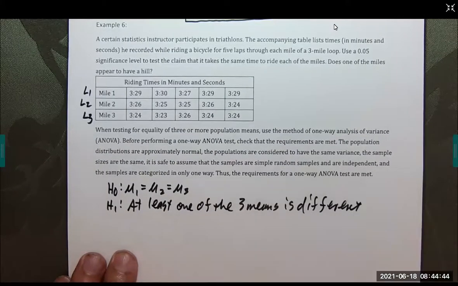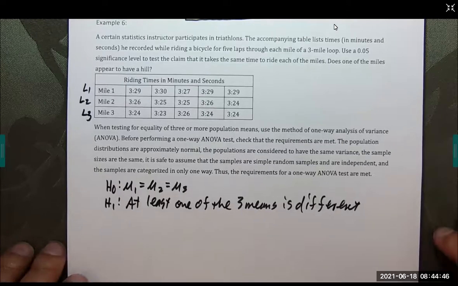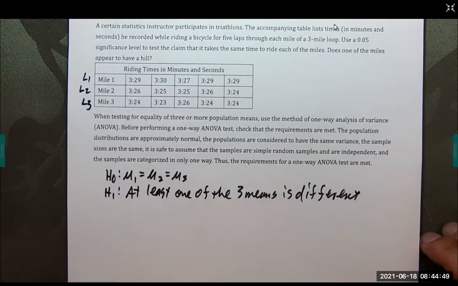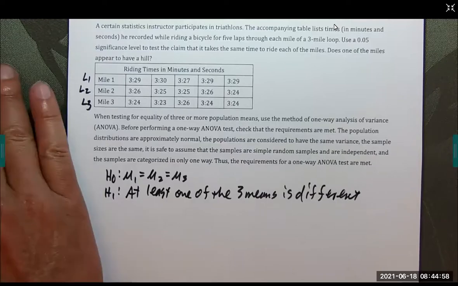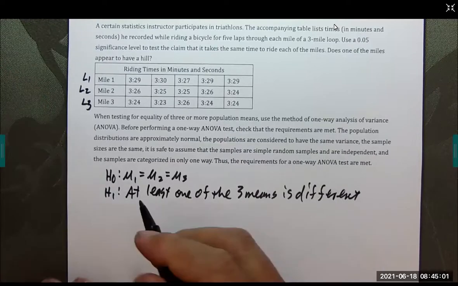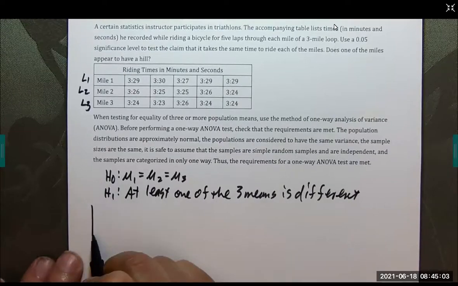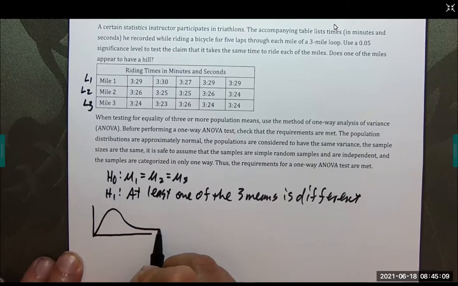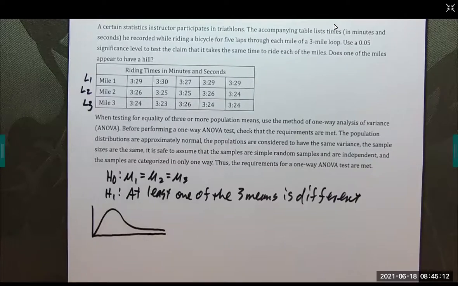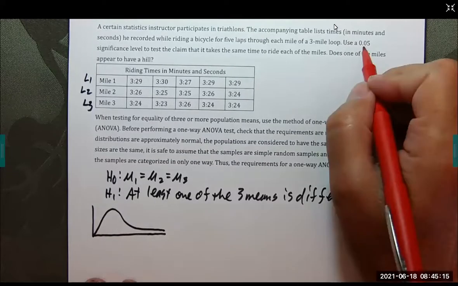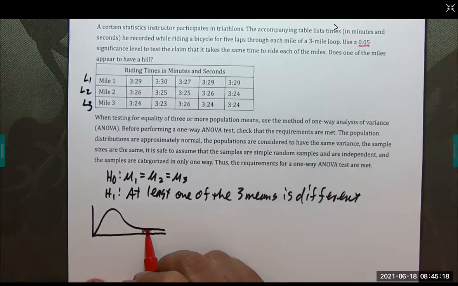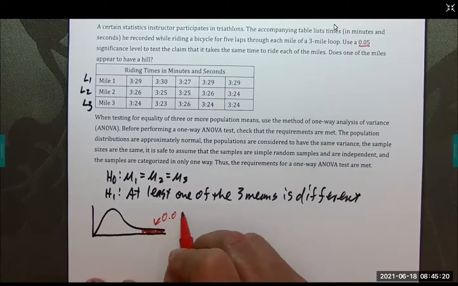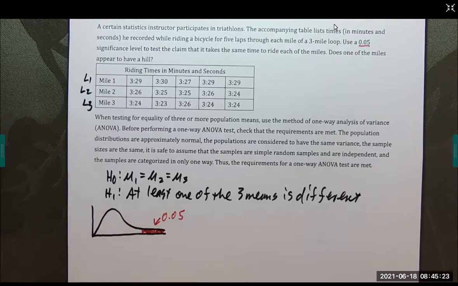Even after we finish this analysis, we could go back and figure out which of the 3 means is the different one, but we're not even going to go that far. I'm just going to do the basics here. Now, here's how this is going to work. This is an F distribution. My alpha is 0.05. We have that here, right tail of course. And that's what we're going to be comparing our p-value to.